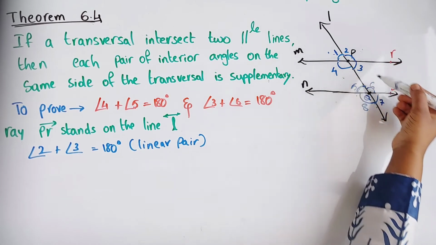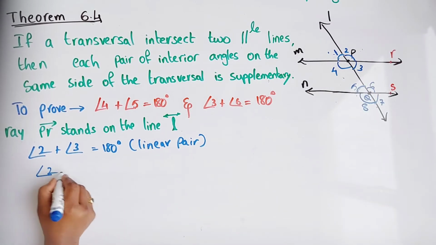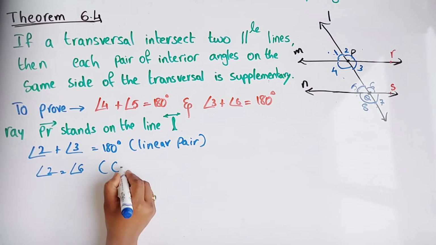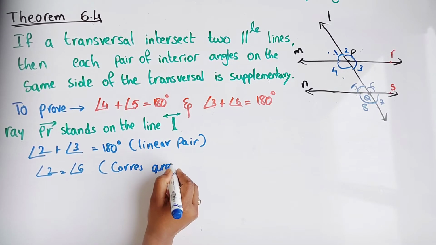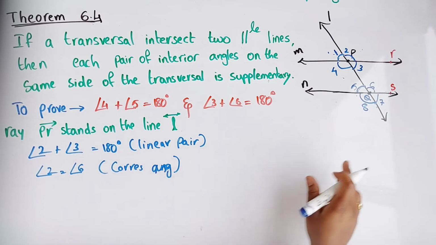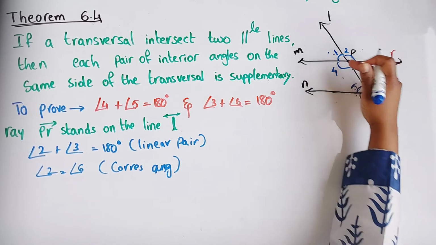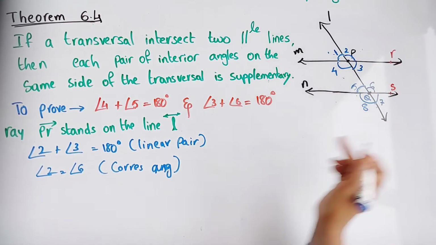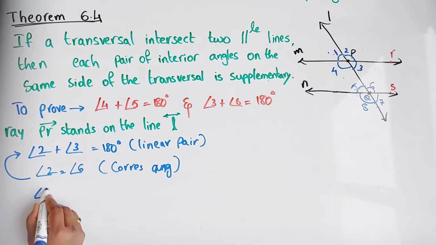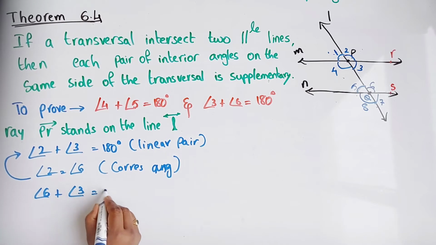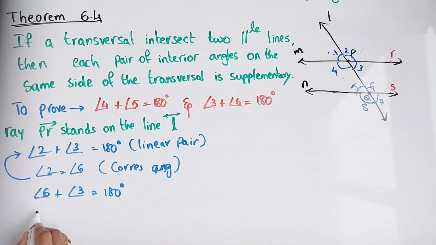But angle 2 equal to angle 6, children, because corresponding angles. We have already learned corresponding angles are equal, right? So, in place of angle 2, I can write angle 6 now. So, angle 6 plus angle 3 equal to 180 degrees. Now, I can write the same thing, just I am changing the order. Angle 3 plus angle 6 equal to 180 degrees.